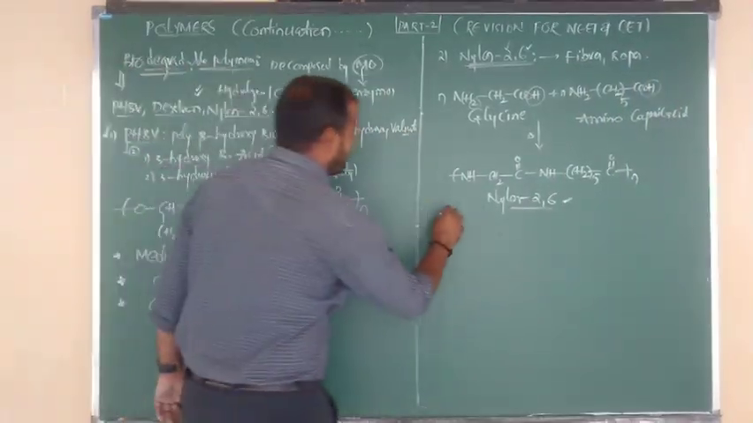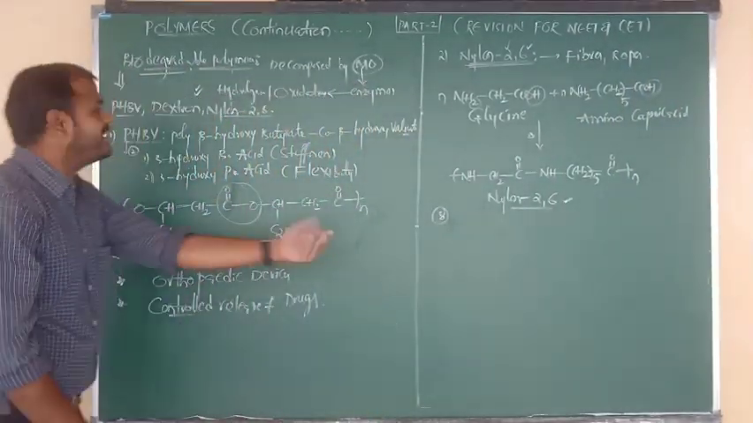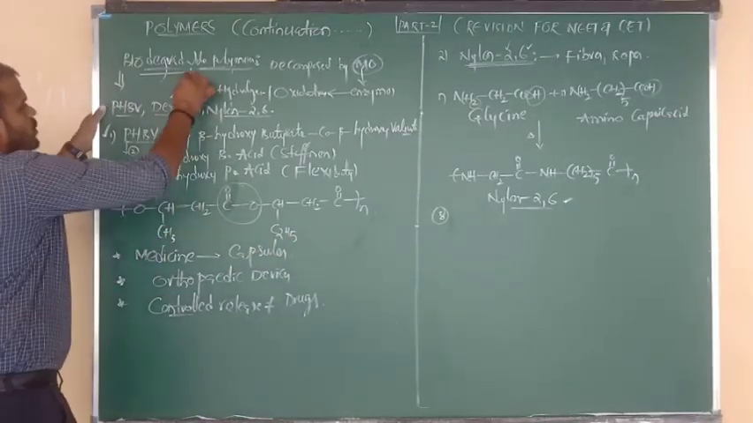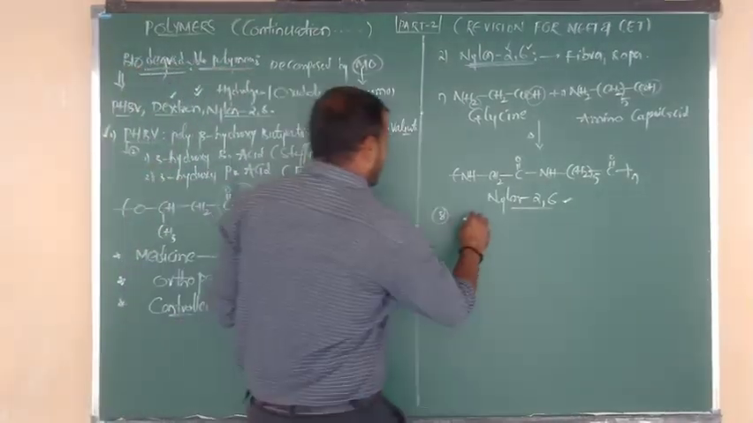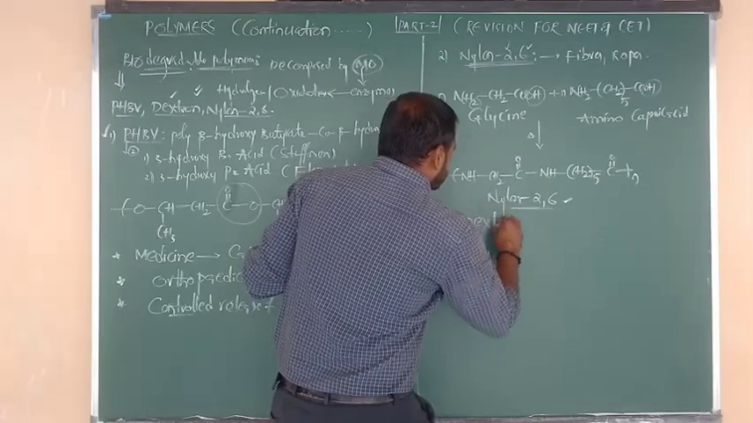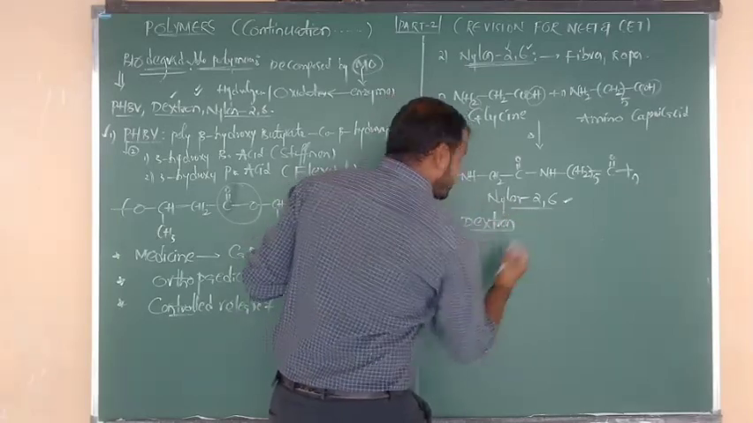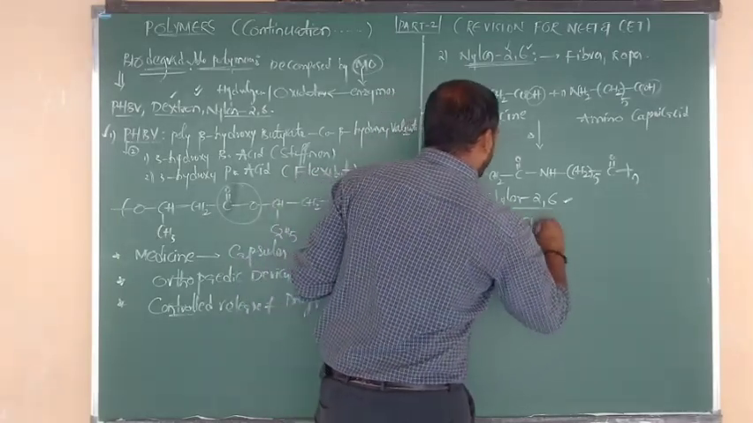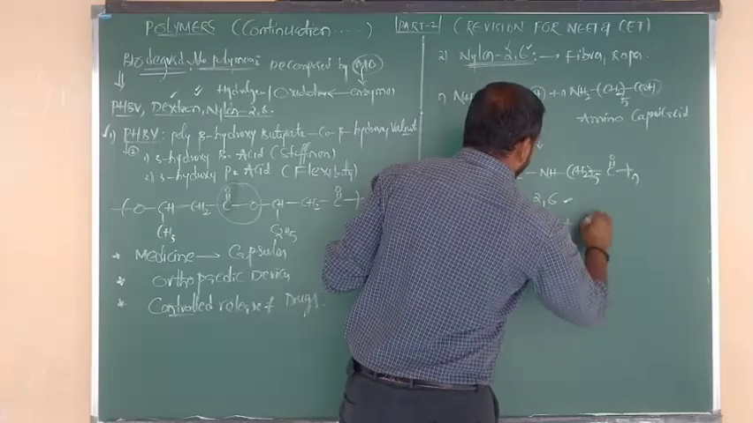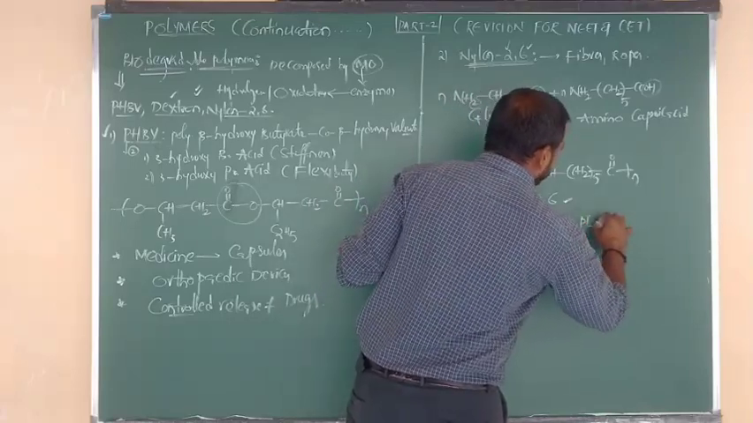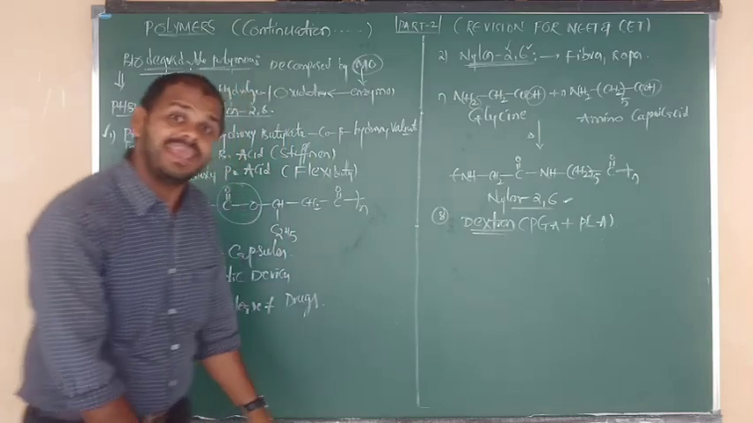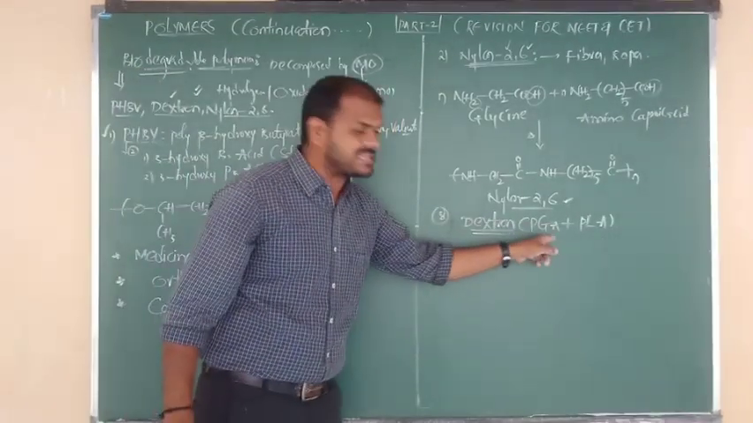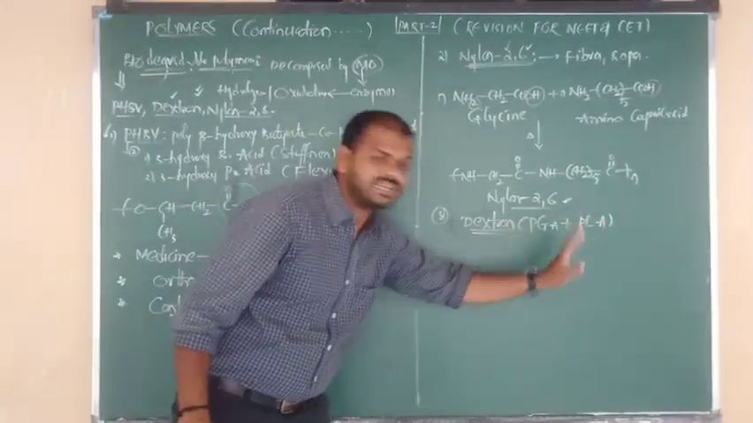Okay? Good. So the last and final biodegradable category is nothing but dextran. Very important. Try to remember dextran. One more name, in bracket, is PGA plus PLA: polyglycolic acid and polylactic acid.